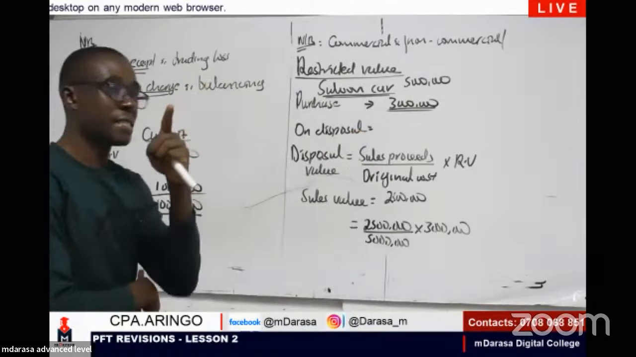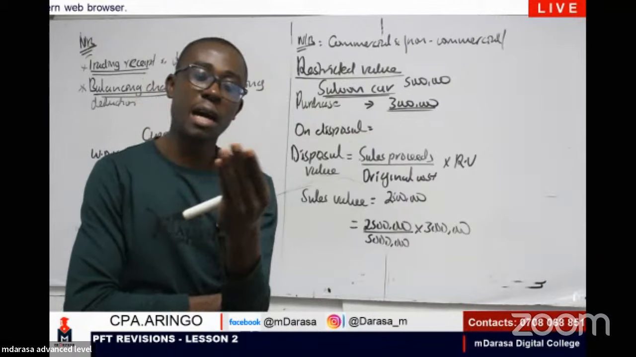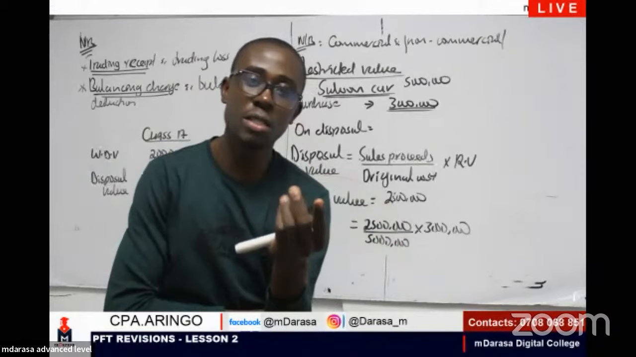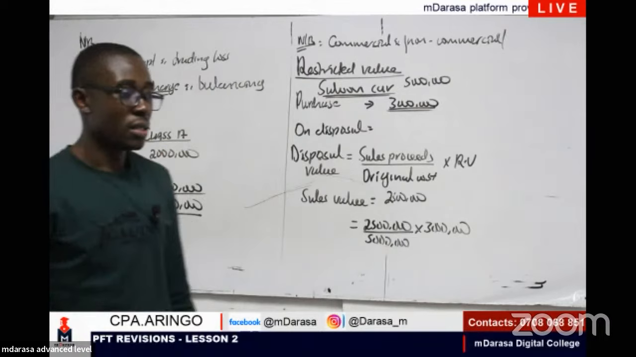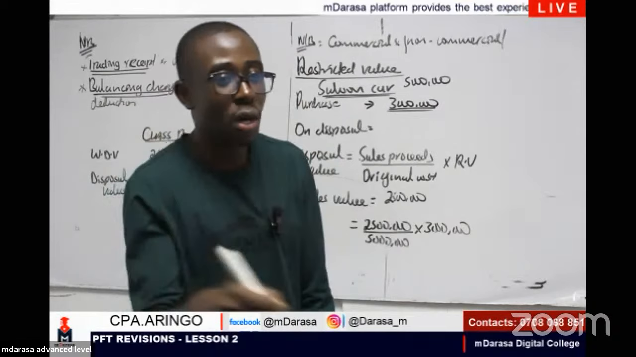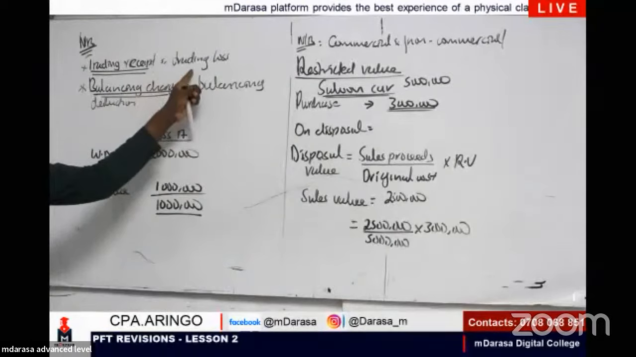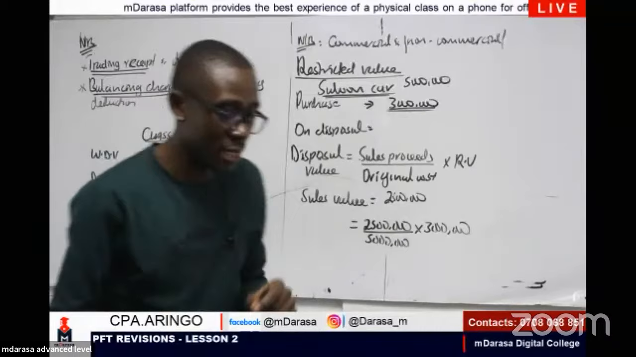But if I am disposing all our assets and our business is ceasing and I'm disposing them at a loss, therefore, I'll be having what you're referring to as what? As balancing deduction. So write in your own words, the way you've understood, the difference between trading receipt and trading loss and balancing charge and balancing deduction. That one I'm not giving you what to write. Now, write it in your books the way you have understood that.